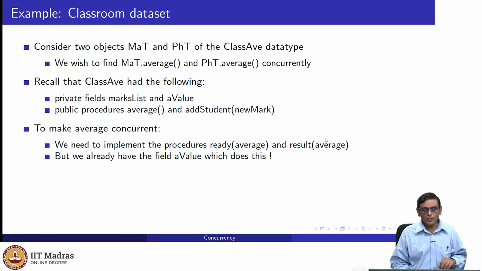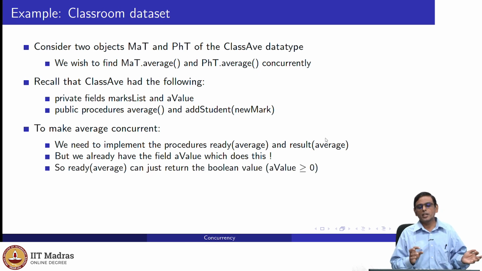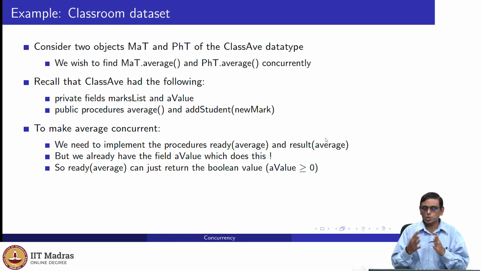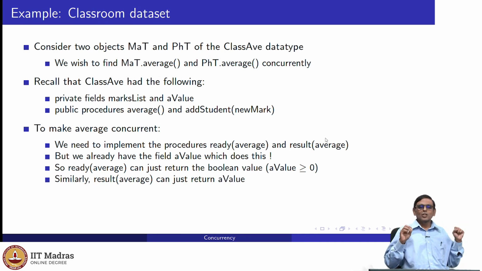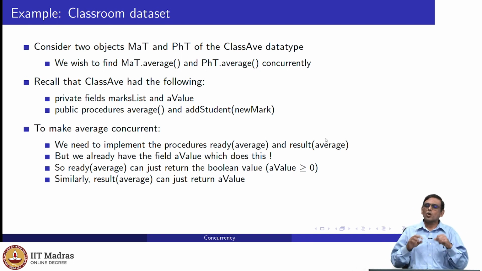So all we need for ready is to return the Boolean condition A value greater than or equal to 0. If A value is greater than or equal to 0, then ready will return true. If not, which means A value is -1, then ready will return false, which is all we need. What about result? The result of the computation of average is A value. So result just needs to return A value. So trivial.